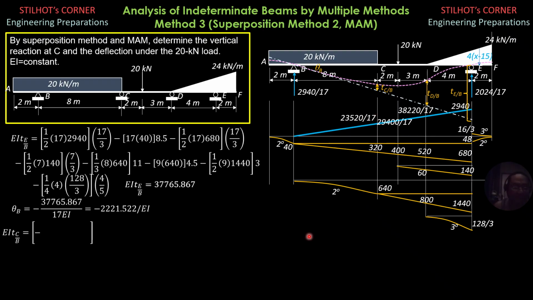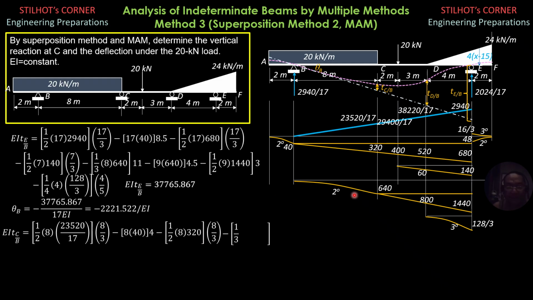So EI deviation of C relative to B is 1 half of 8 times 23520 over 17 times 8 thirds, minus 8 times 40 times 4, then minus 1 half of 8 times 320 times 8 thirds, then minus 1 third of 8 times 640 times 2. Moment arm is 2. So that would be equal to 339,200 over 51. That's positive because the point on the elastic curve is above the reference tangent at B. So that figure is correct.